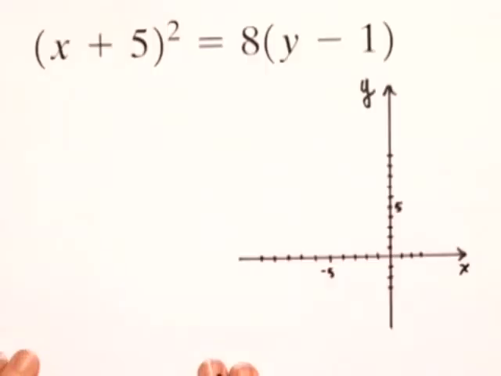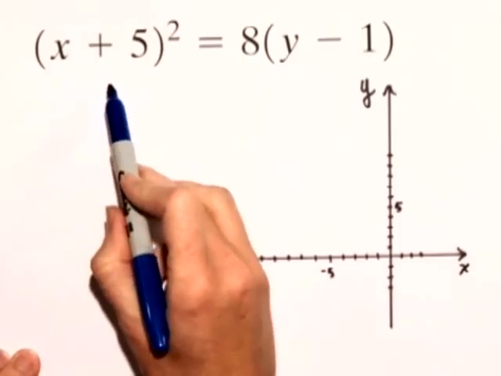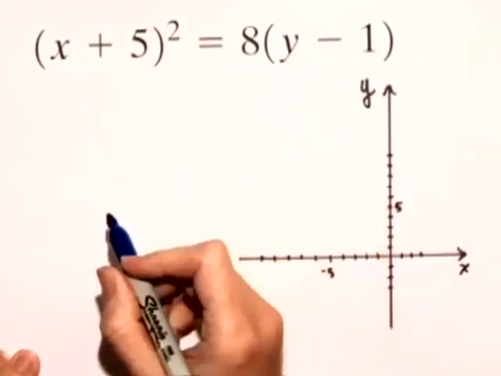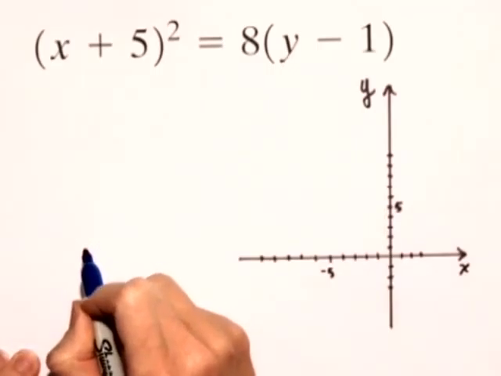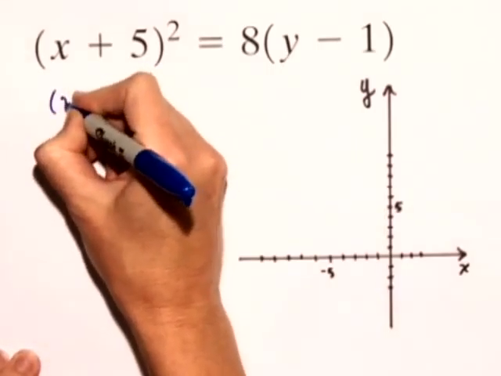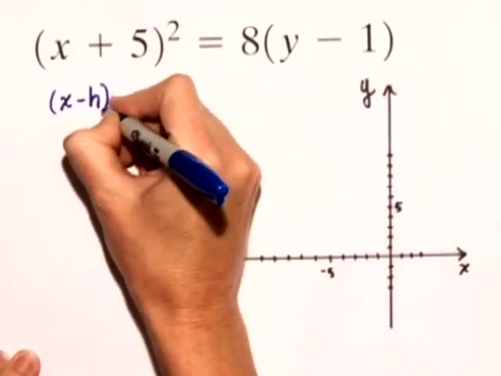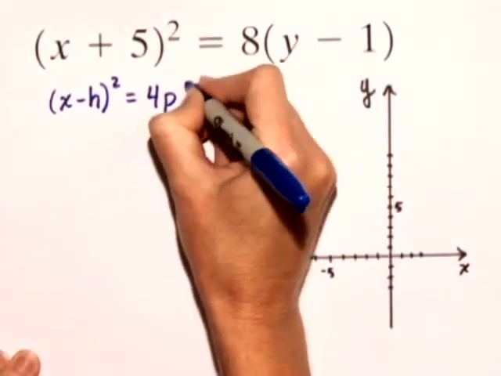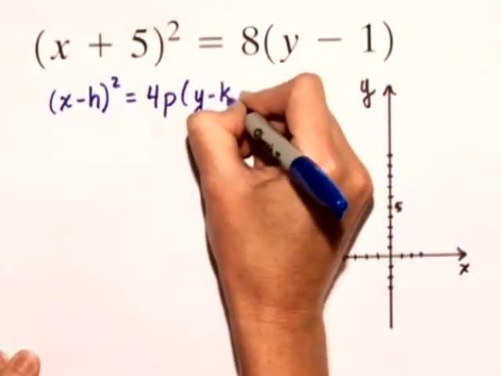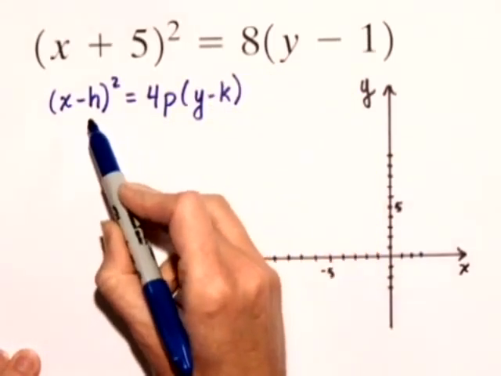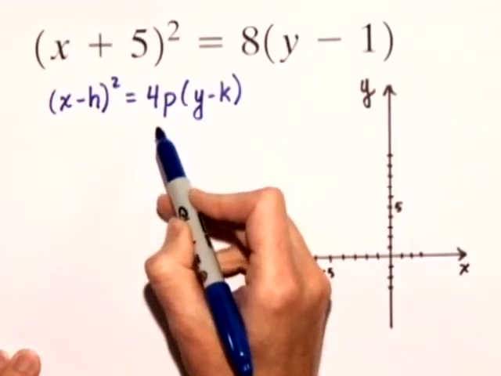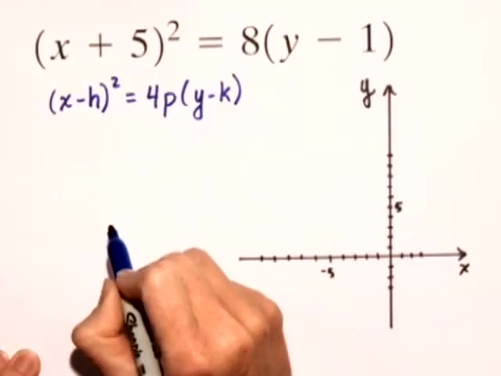For this problem, we'll graph a conic section. Notice we have an x squared term on one side and a y just to the first power on the other side. So this is of the form (x minus h) squared equals 4p times (y minus k). When we have one of our terms squared and the other one not, we know that this is the equation of a parabola.